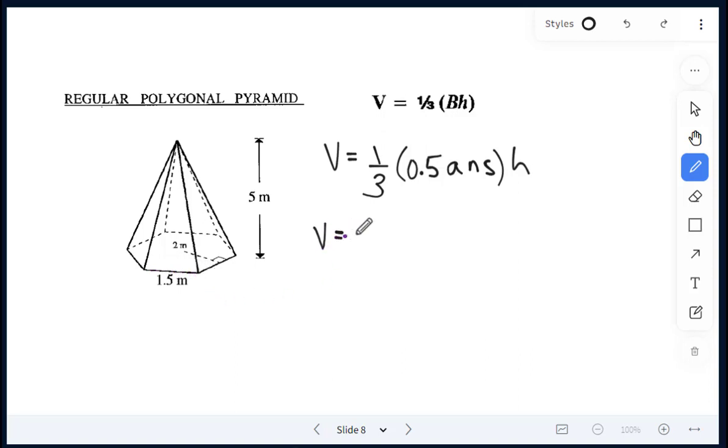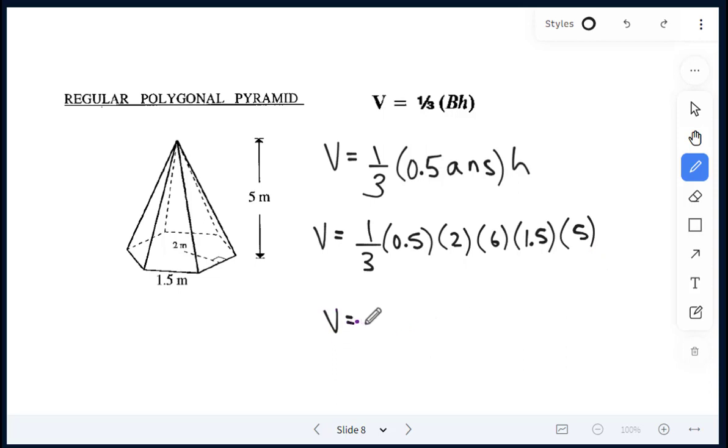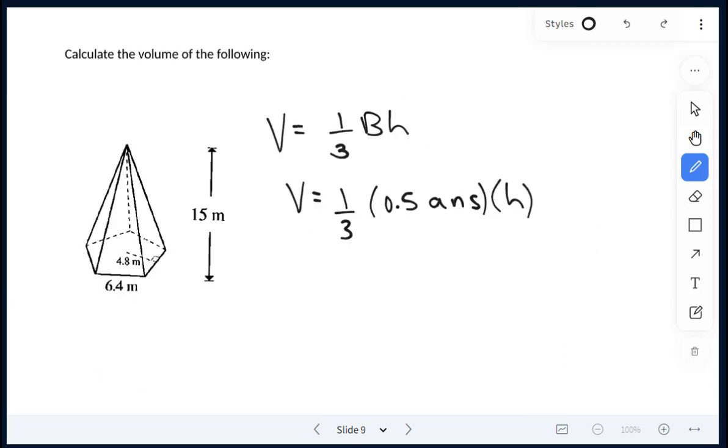So let's substitute in all those values. So 0.5 times the apothem, which is 2, times the number of sides, which is 6, multiplied by side length, which is 1.5, multiplied by the height, which is 5. All right, put that into your calculator. You should end up with 15 meters cubed. Give that a try, make sure you get that answer.